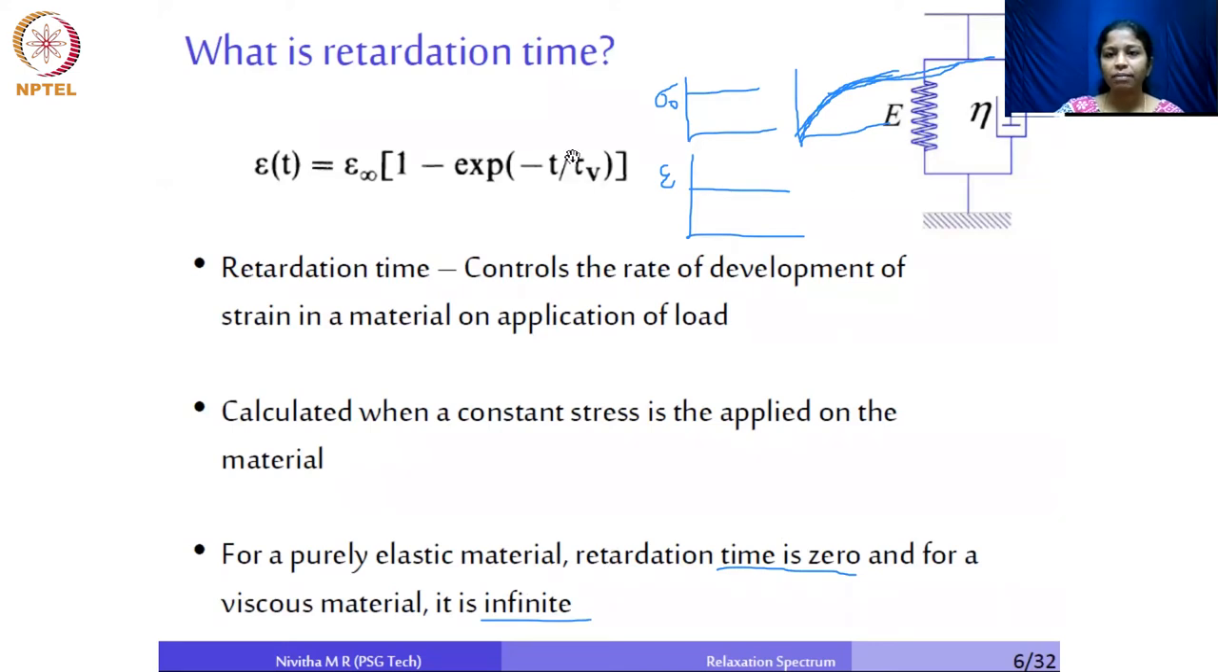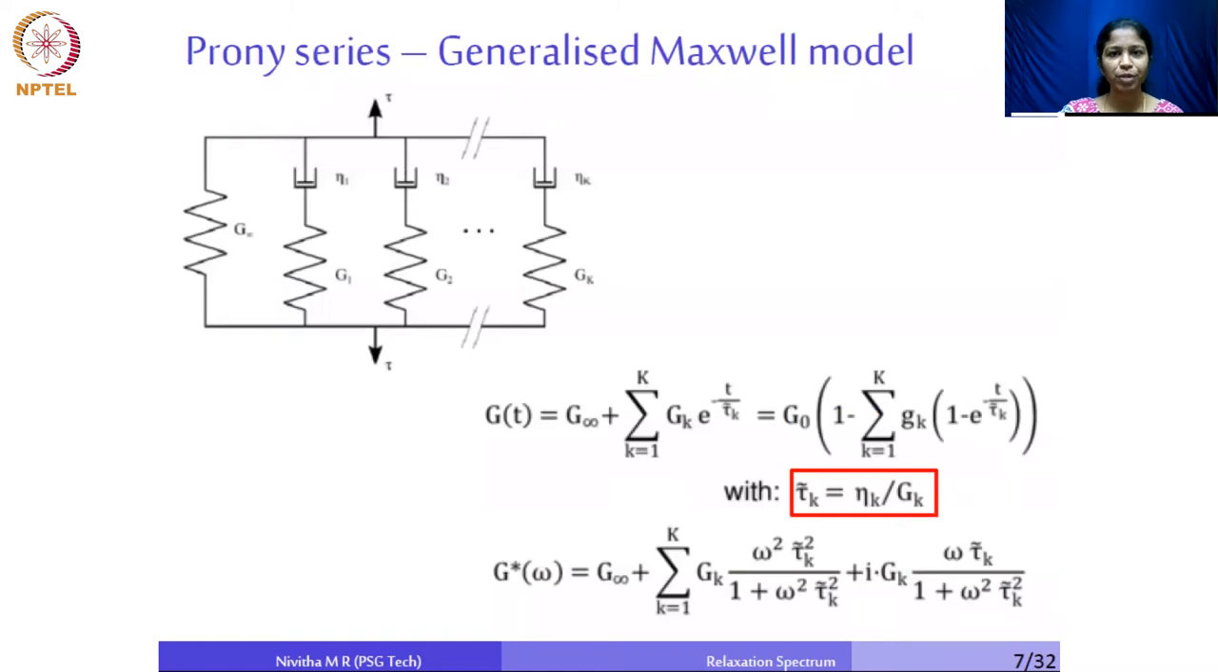Right, now we'll move on to the generalized Maxwell model. Basically, to explain the behavior of bitumen, we use a Burgers model or a generalized Maxwell model. So what is this generalized model? We have N Maxwell elements connected in parallel. So we know what a Maxwell element is, a spring and a dashpot. So we have N number of these Maxwell elements connected in parallel.